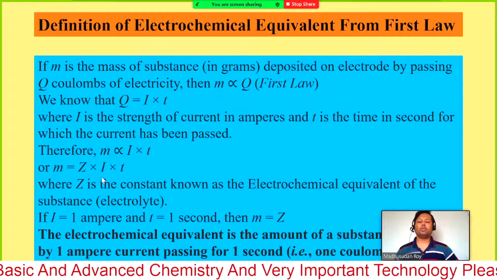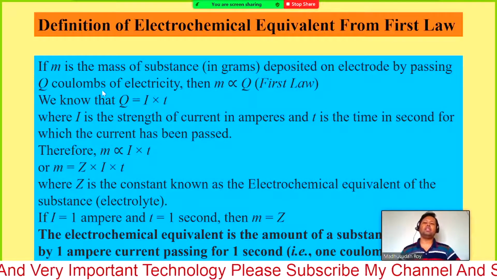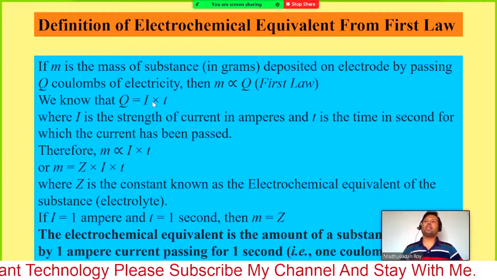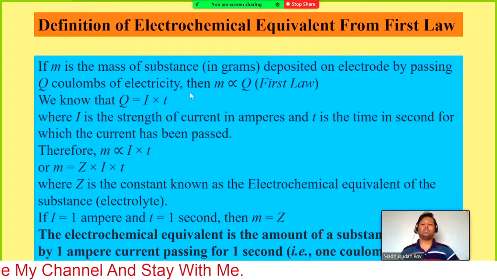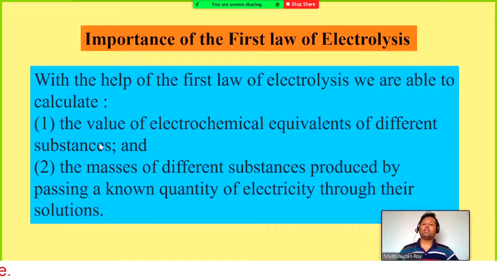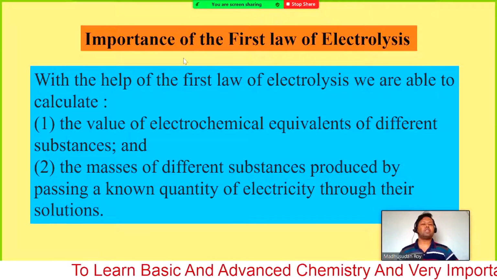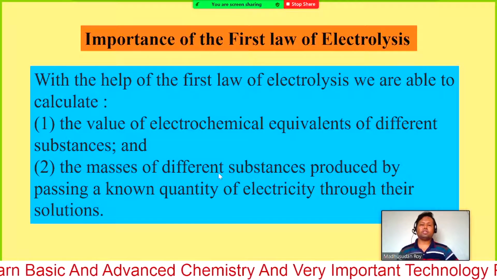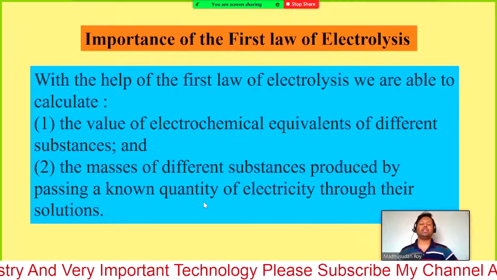So we don't need to go to the second law or any other thing. Just the amount of substance deposited on the electrode is directly proportional to the current or the electricity passing through the electrolyte. So from that equation we can find out the electrochemical equivalence. The value of electrochemical equivalence of different substances can be measured or calculated from the first law of electrolysis, from the masses of different substances produced by passing a known quantity of electricity through their solutions.